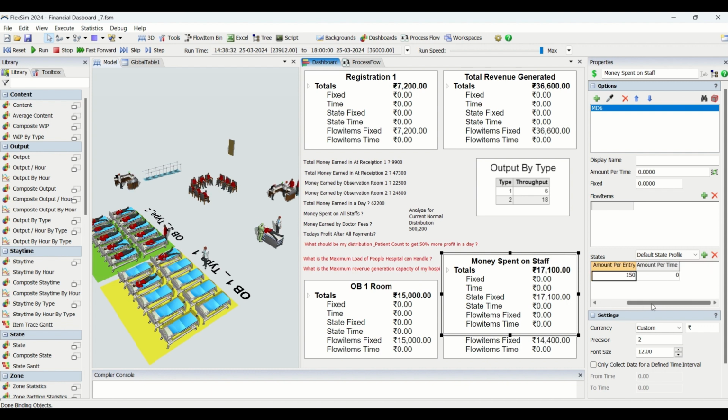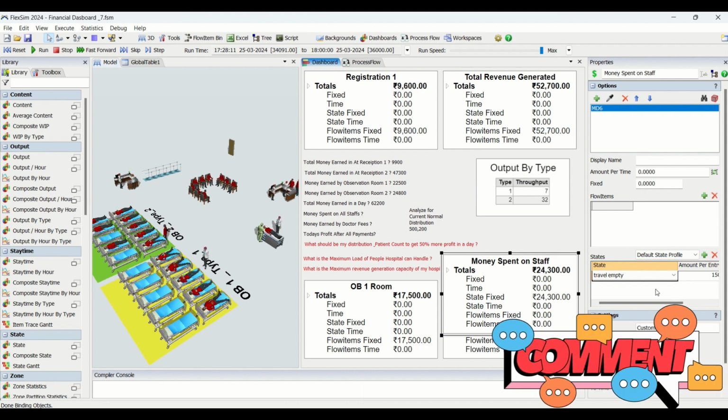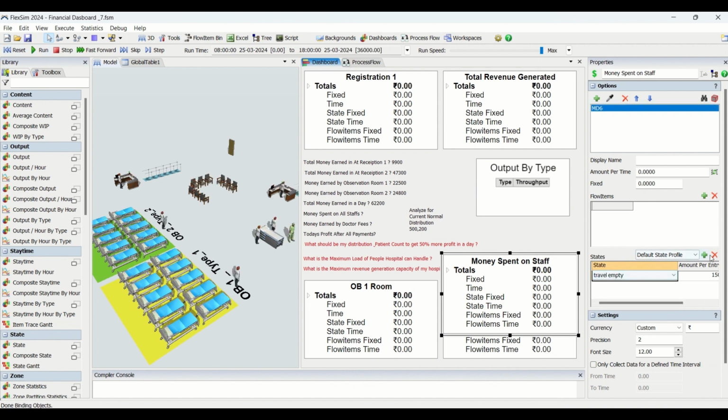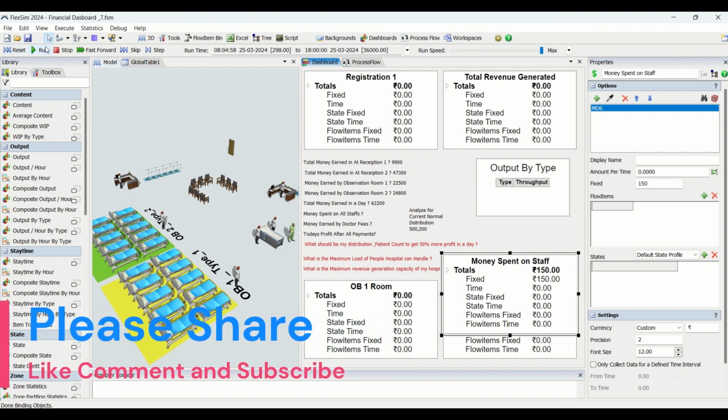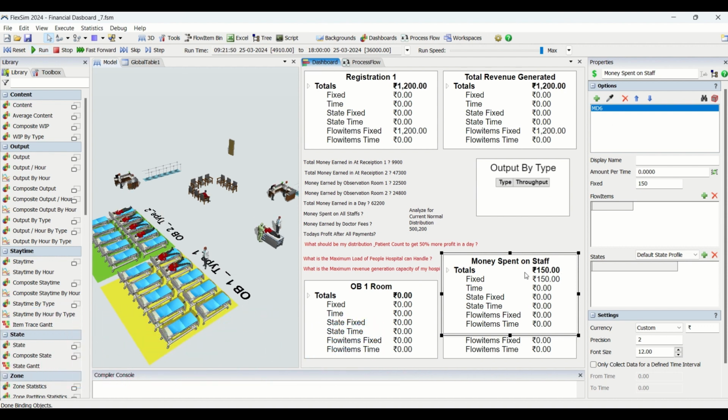Okay, but we need to know there are two things. One would be a fixed amount of money which I would be getting, correct, and another would be based on the amount of work done by the staff that we are going to charge. So let us do one thing: remove this, and let us assign a fixed amount of 150 to that operator. So here you can directly get that 150.